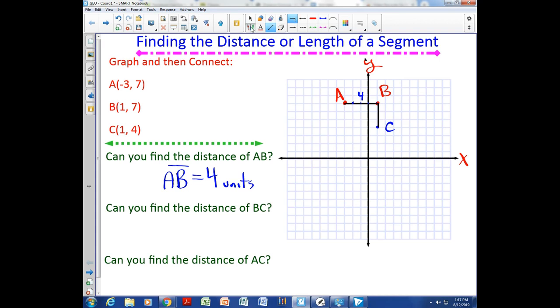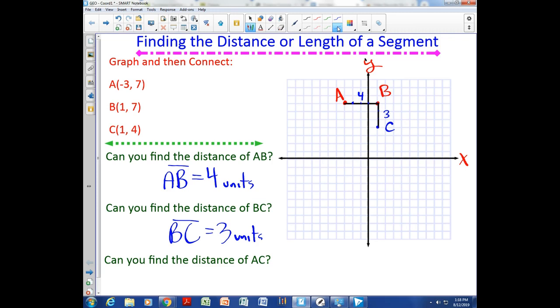And therefore, once again, the very simple method is counting. 1, 2, 3 units. BC is equal to 3 units. So as you can see, horizontal points and vertical points are quite simple to use.